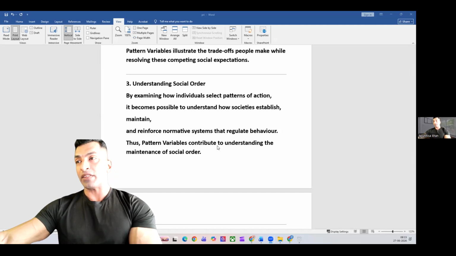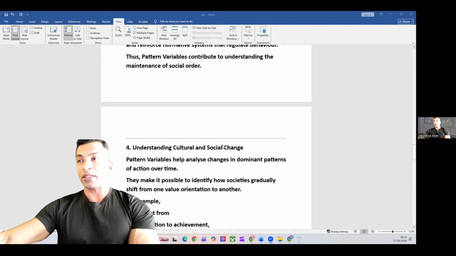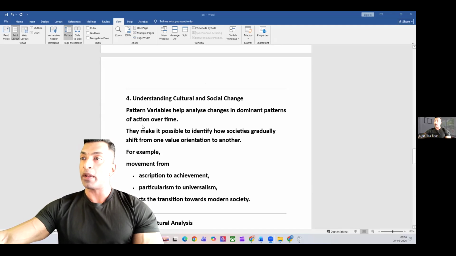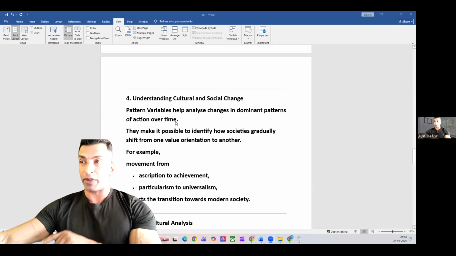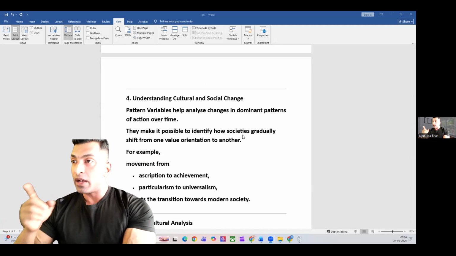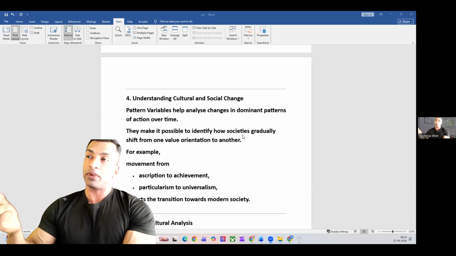That means pattern variables contribute to understanding the maintenance of social order also. Now, it helps you to understand cultural and social change. This is directly towards the question. So pattern variables help analyze changes in dominant patterns of action over a period of time. So they make it possible to identify how societies gradually shift from one value to another, right?